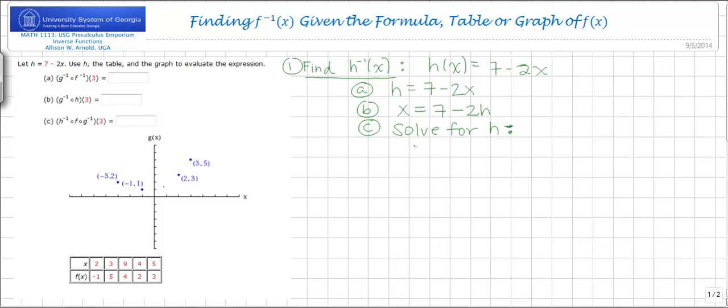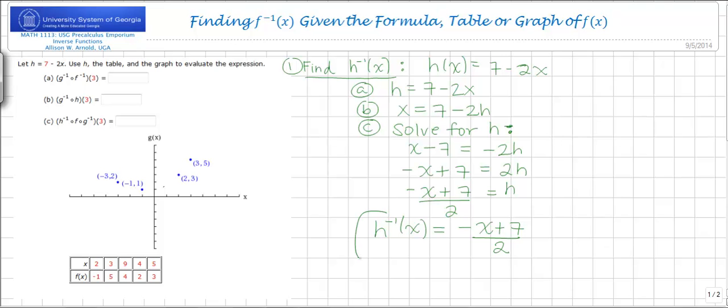Okay, so it's linear in h, so I will subtract 7 from each side and have x minus 7 equals negative 2h. You can multiply through by negative 1 and then divide by 2, or you can divide by negative 2. You take your personal pick. But regardless, when I end up with h in this formula, then I basically have the inverse function. Okay, so this tells me that h inverse is the formula negative x plus 7 all divided by 2. Okay, so I'm going to circle that.